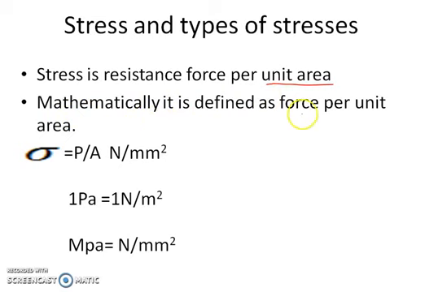Mathematically, it is defined as the force per unit area, and it is denoted by the letter sigma. So sigma is equal to P by A, where the unit is in Newton per mm square. P is the load acting on the member and A is the cross-sectional area. The other derived units are Pascal. 1 Pascal is 1 Newton per meter square, and 1 megapascal is 1 Newton per mm square.